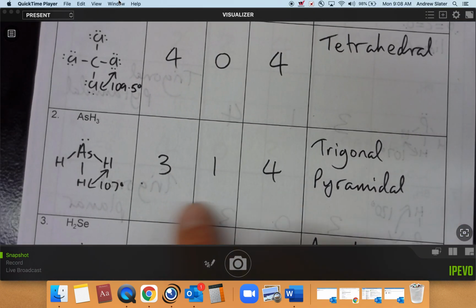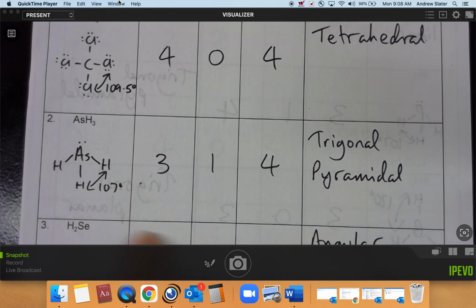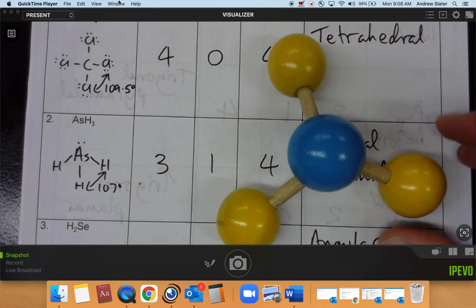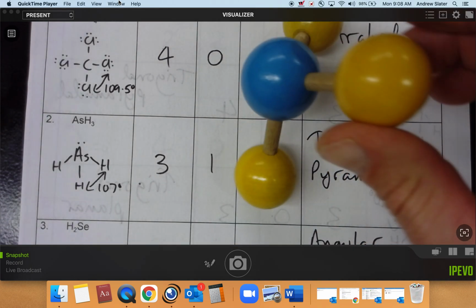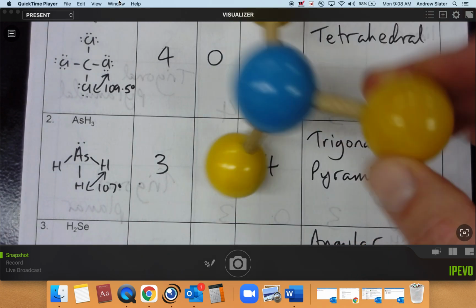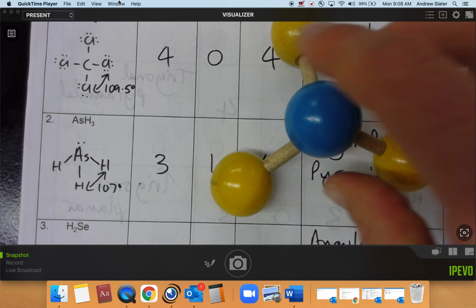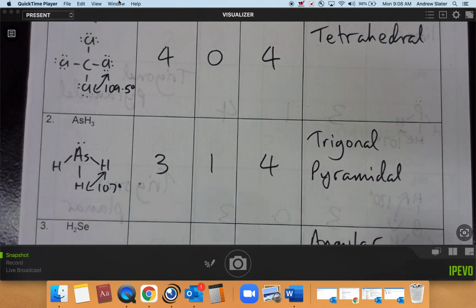The bond angle is a little bit lower here, and we call that trigonal because there's 3, and pyramidal because it's like a pyramid shape. It's hard to see, but easy when you make them. The nitrogen doesn't sit all in the same plane as the hydrogens, so it's kind of sticking up a little bit like a pyramid.